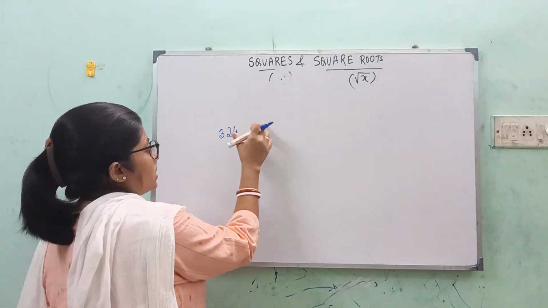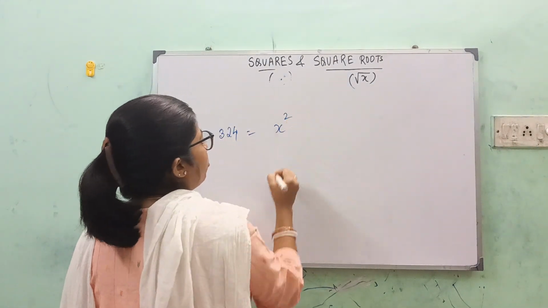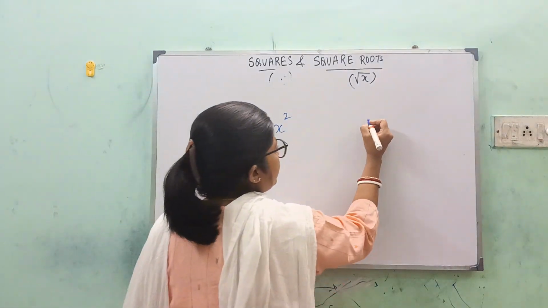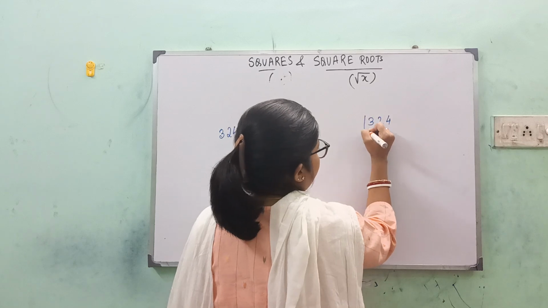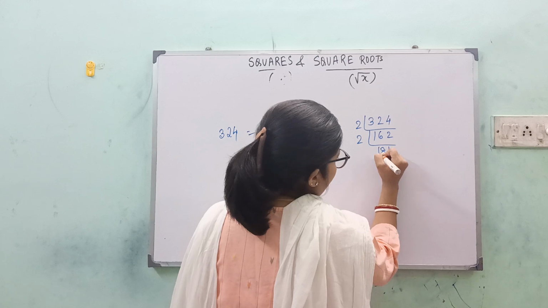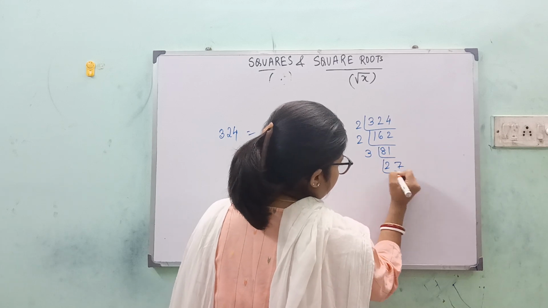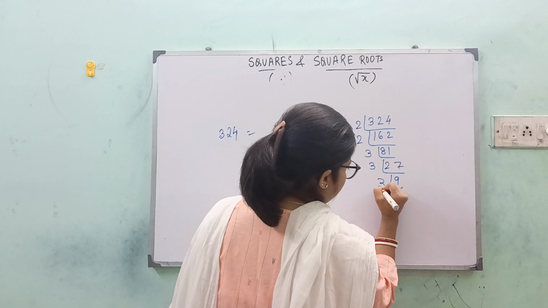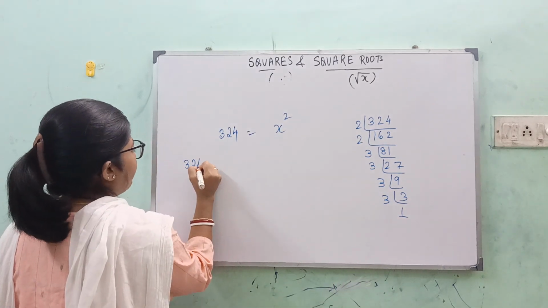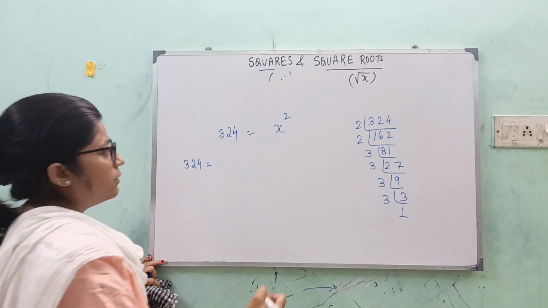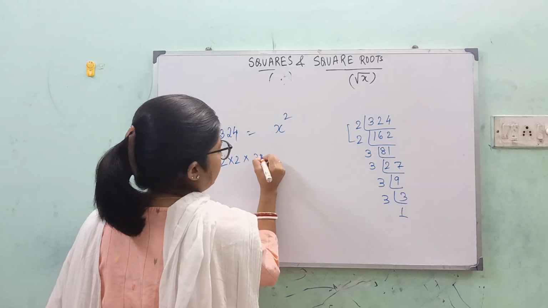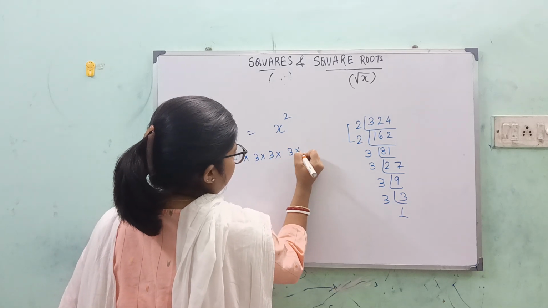That is, whether this number can be expressed in the form of a square of a natural number. How do we decide? For this, you will be using your prime factorization method. So if you use your prime factorization method, you see this 324, we could express this in the form of 2 into 2, 3 into 3, 3 into 3.